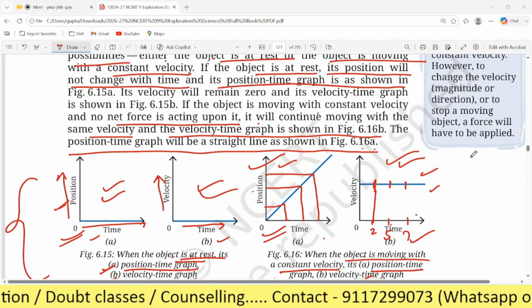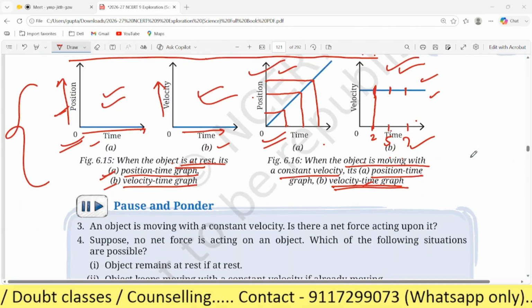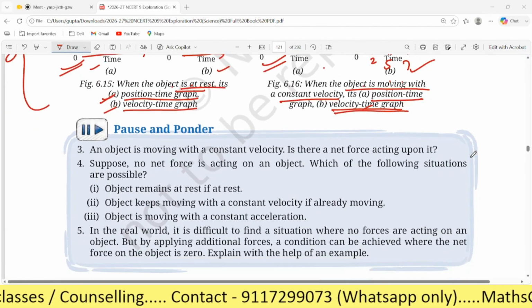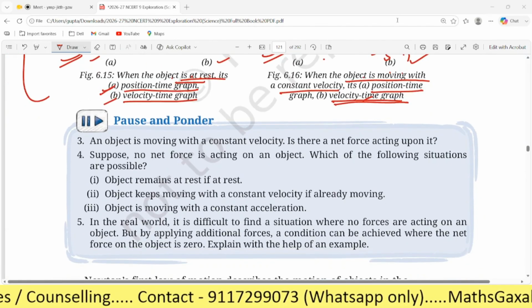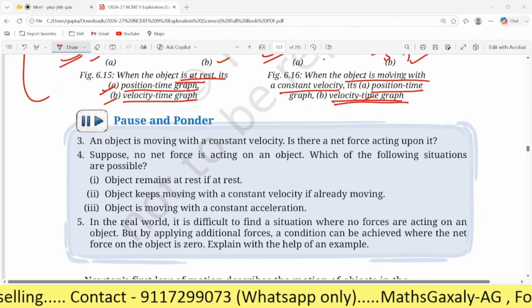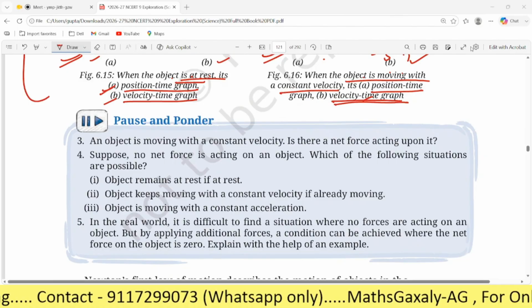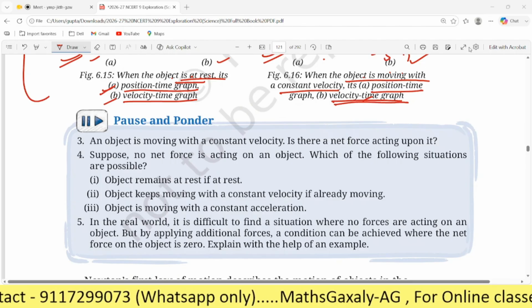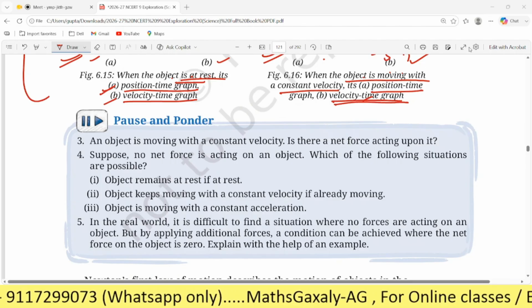So after this, let's see here. There are some questions given here. Okay, so let's discuss. When an object is moving with a constant velocity, is there a net force acting upon it or not? Can you please tell me?